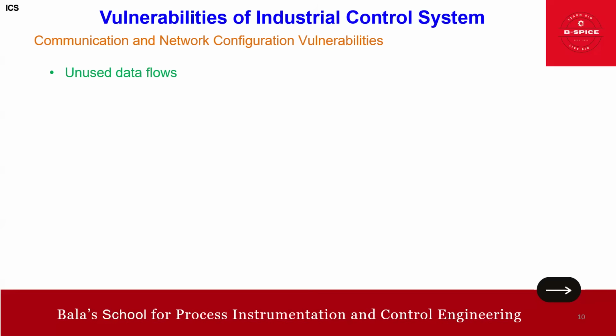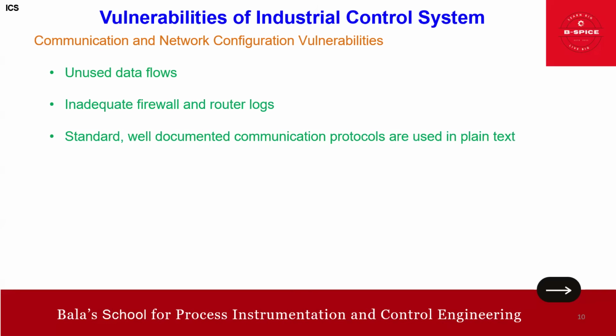That is a point. Then we also need to address another issue, inadequate firewall and router logs. In the absence of precise and comprehensive logs, identifying the root cause of a security incident might become a big challenge. That is a point. Then the third item for this communication is standard, well-documented communication protocols used in plain text. That is the biggest challenge. See, now, if this is not encrypted, right, then it will be a challenge actually.